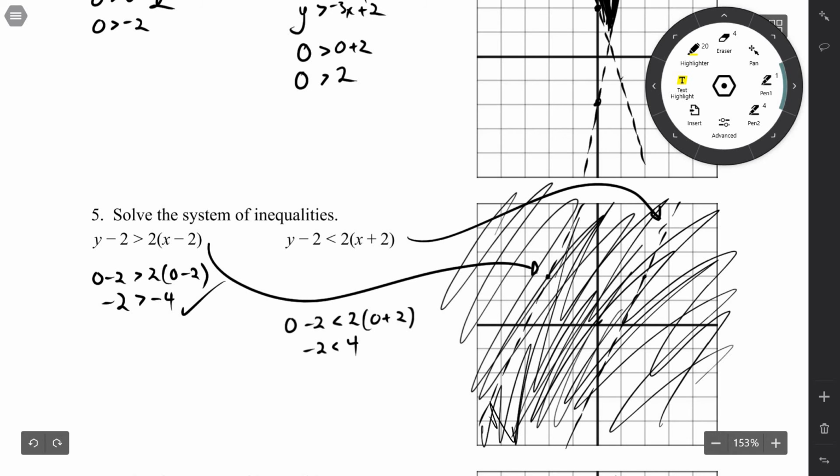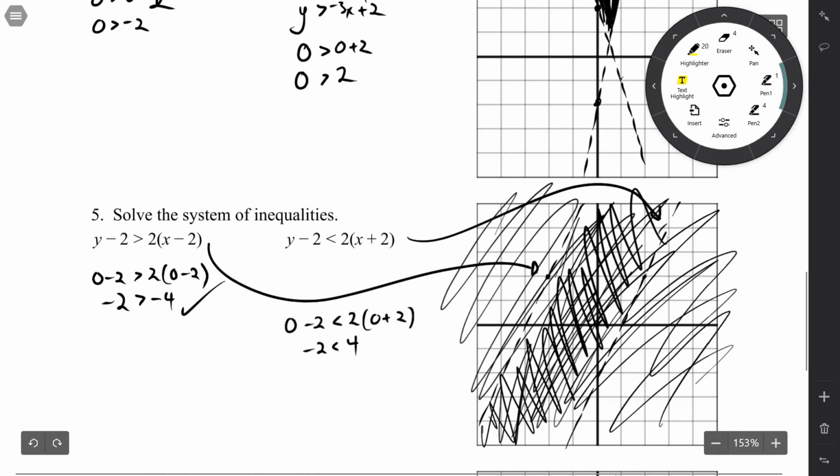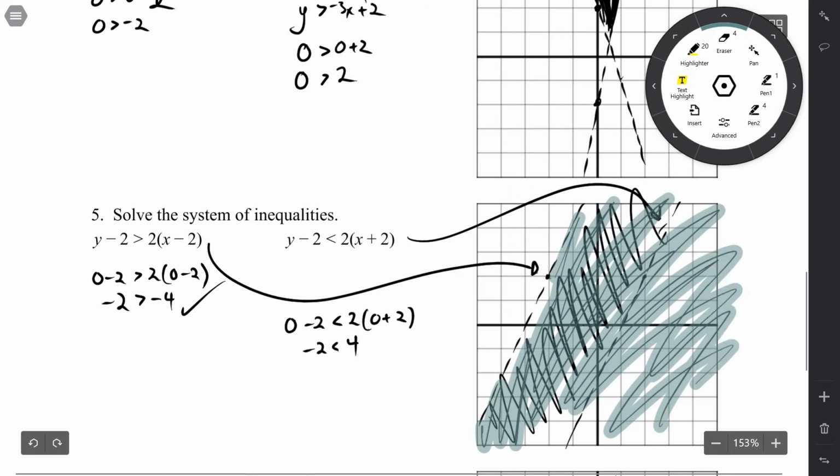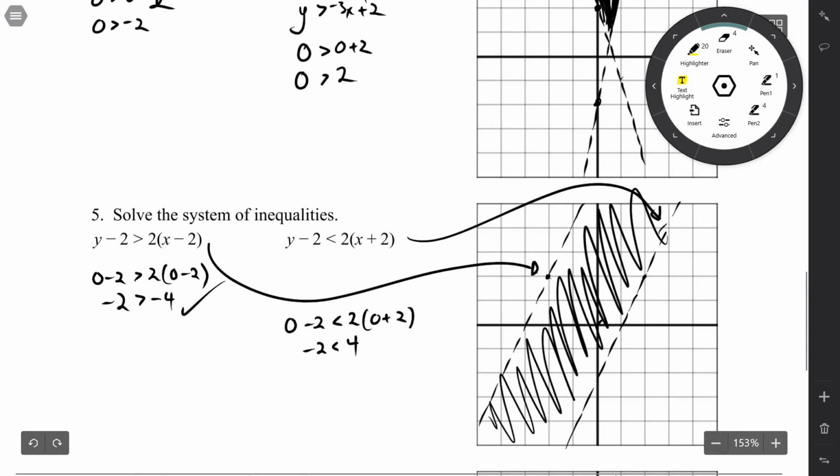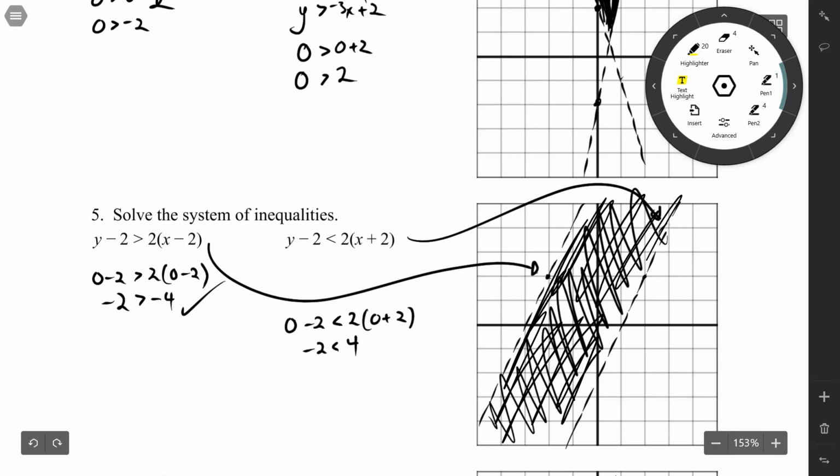They intersect in this kind of wide bar that goes up into infinity. So we'll erase these. And yeah, we're looking for all of this middle bit right here. That's what we'd be looking for.